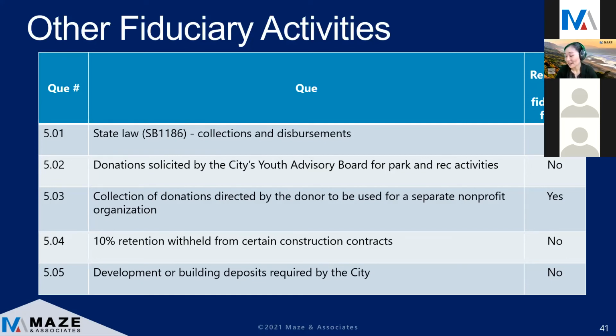Okay, so we have about a few minutes. I'm not going to be able to go through this question. I found this session on other fiduciary activities extremely fascinating, because the reasons behind why they should or shouldn't be fiduciary funds are very fascinating.